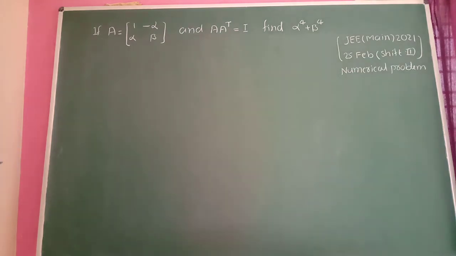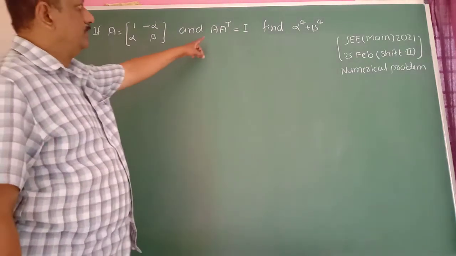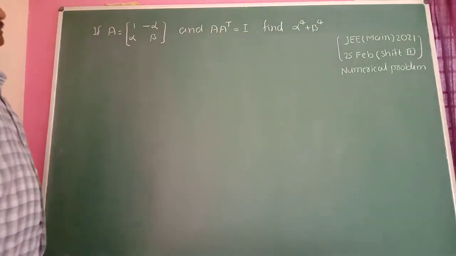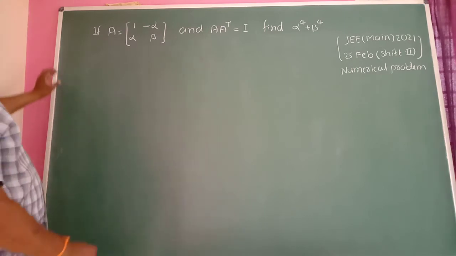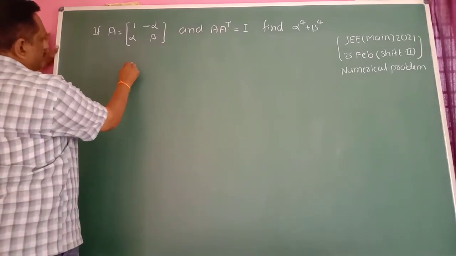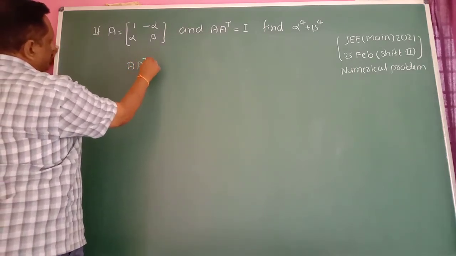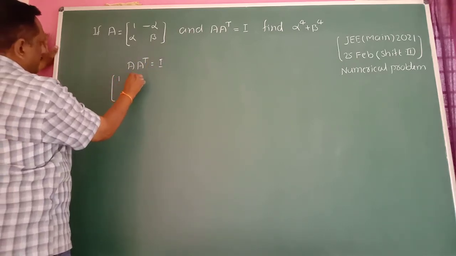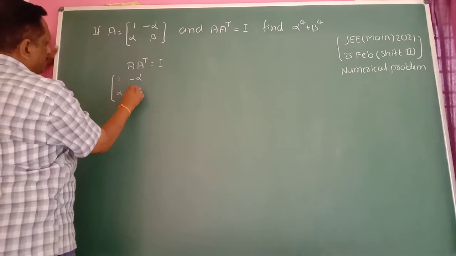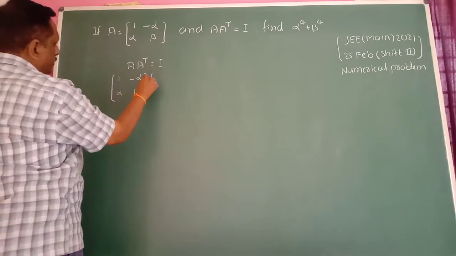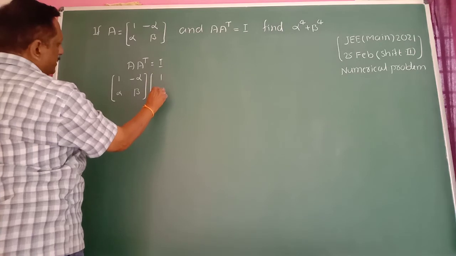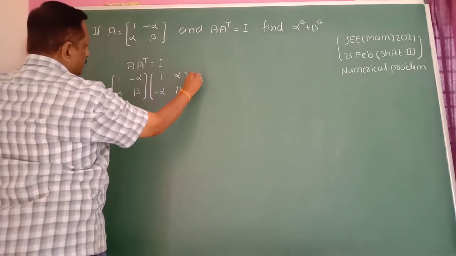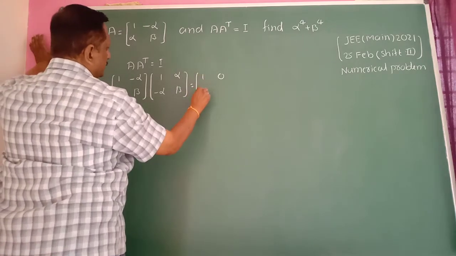If A is equal to a 2 into 2 matrix here, A into transpose of A is I, then find alpha into 4 plus beta into 4. It is a numerical problem here. Therefore, here they have given A into transpose of A is the identity matrix. Therefore, the matrix 1 minus alpha, alpha beta into its transpose 1 alpha, minus alpha beta, that is equal to 1 0 0 1 here.